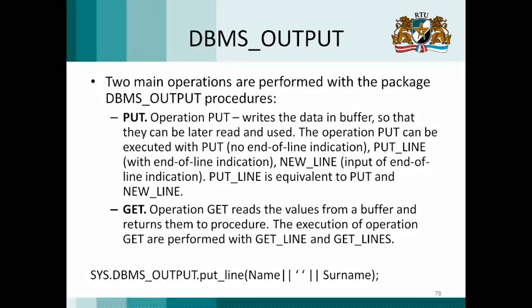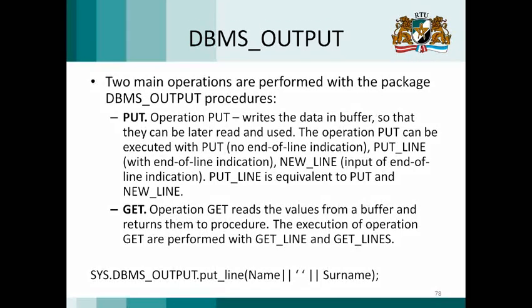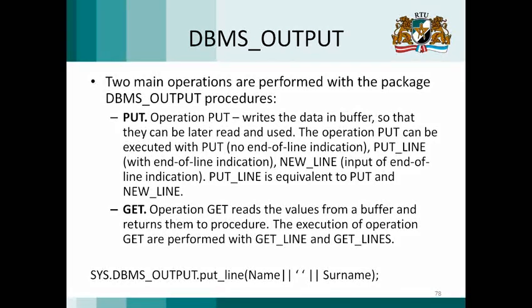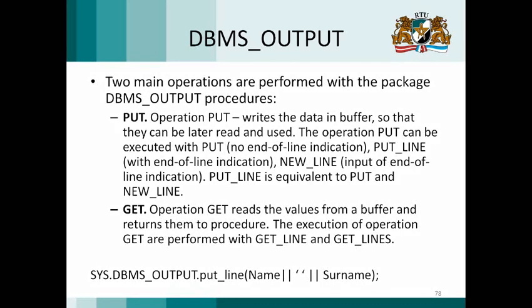And there is also the operation get. The get operation reads the values from a buffer and returns them to the procedure. The execution of this operation get is performed with get_line and get_lines, depending on whether we need one or more lines. And this is an example of how we can write some data on the screen.